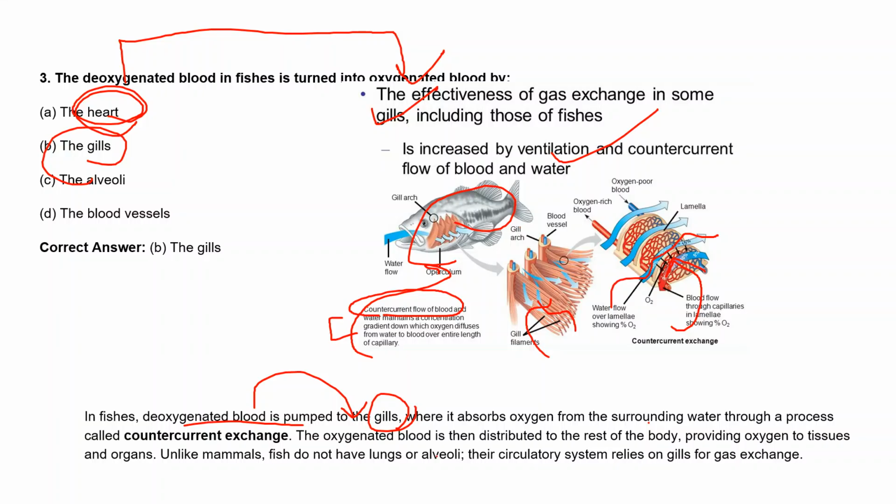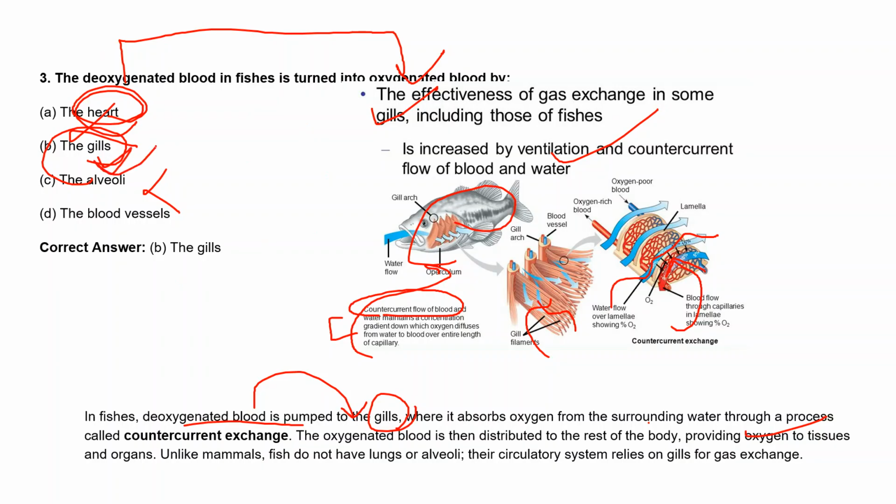So this oxygenated blood is then distributed to the rest of the body, and it will provide oxygen to the tissues and other organs. We know that mammals have lungs, but fishes don't have lungs or alveoli in the blood vessels. Their circulatory system relies on the gills only for gaseous exchange. So the right answer is the gills.